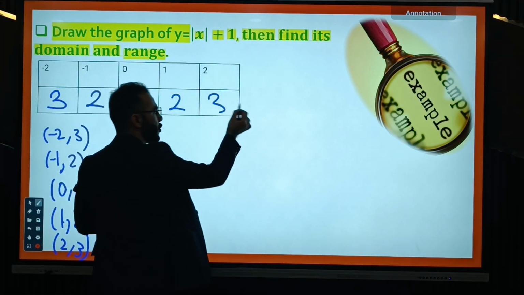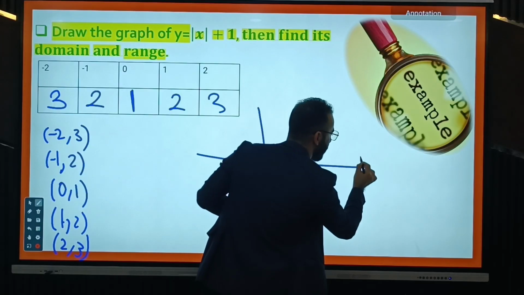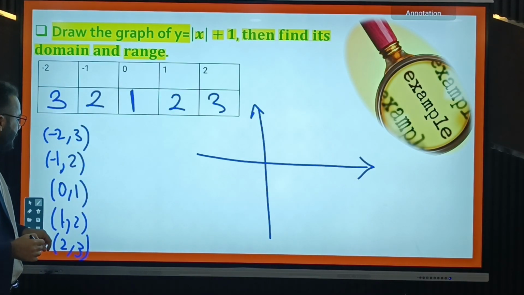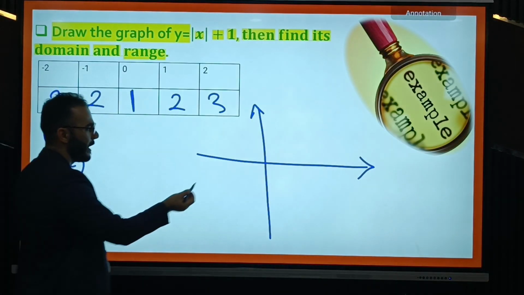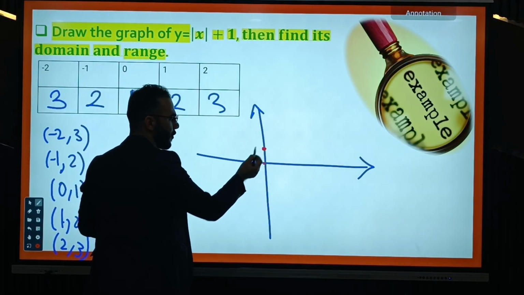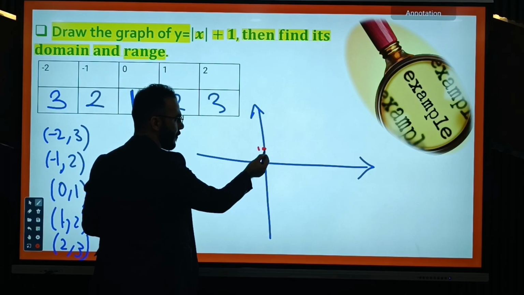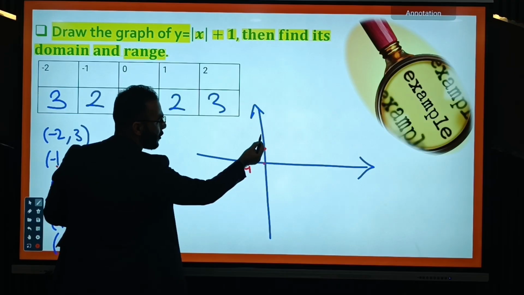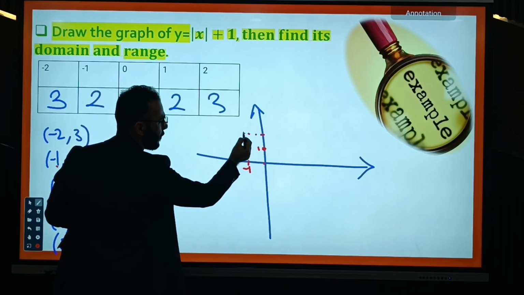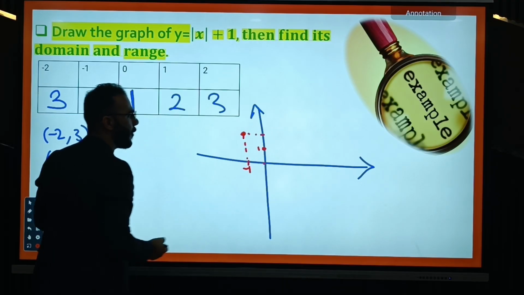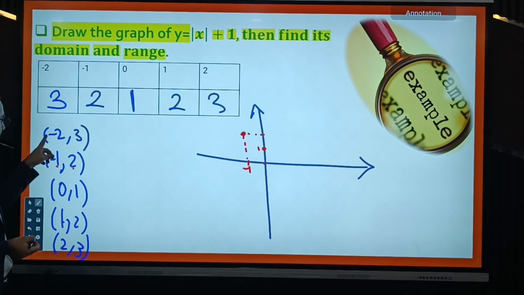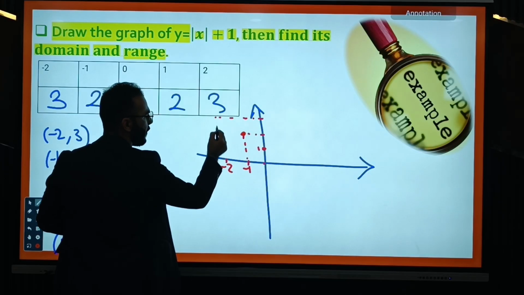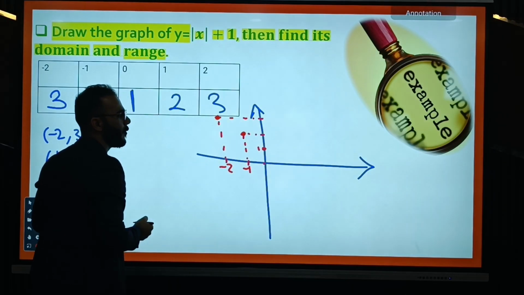Perfect. Imagine this is our coordinate plane. Our coordinate plane is something like this. So let's just plot them. 0 and 1. Here is 0 and here is 1. This is our first point. Next one, negative 1 and 2. Let's say here is negative 1 and 2 would be somewhere like here. So here is going to be the point. Then we have negative 2 and 3. Let's say negative 2 is here and 3 would be somewhere like here. So here is going to be the next point.